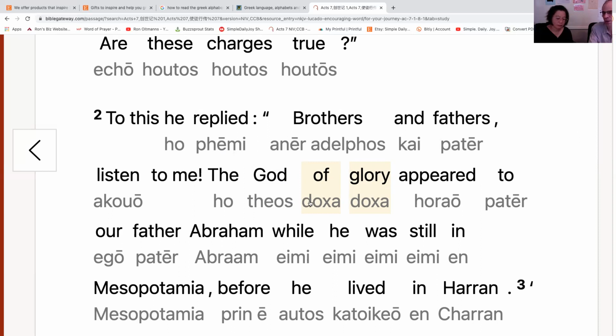In English, we break it into two words because of the preposition we need. What does that mean? Back in those days, if we were to transport ourselves back then, and people saw these words "the God of glory" appear, what do you think it conjures up for them?